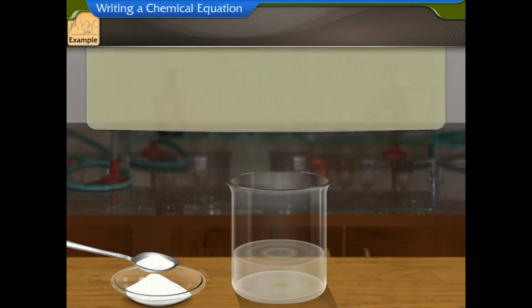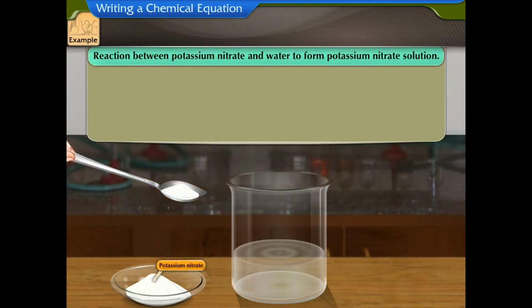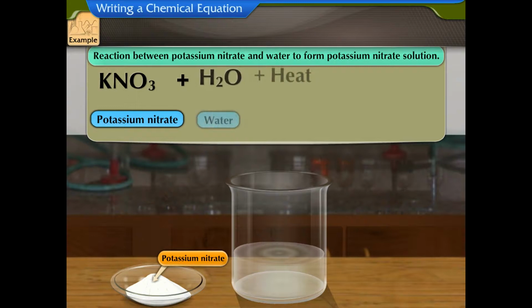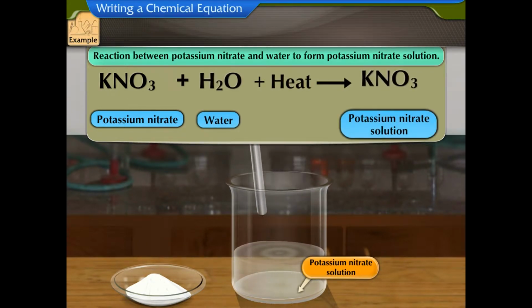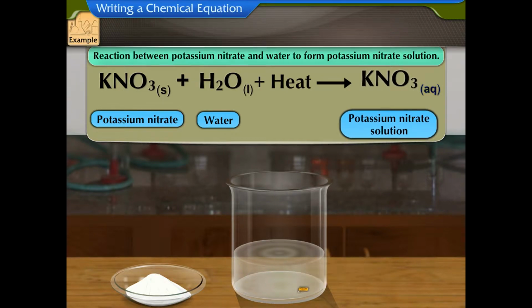For example, while representing the reaction between potassium nitrate and water to form potassium nitrate solution, the letter S is mentioned near the formula of potassium nitrate. The letter L is mentioned near the formula of water, and the letters AQ are mentioned near the formula showing solution of potassium nitrate. Consider some chemical reactions.